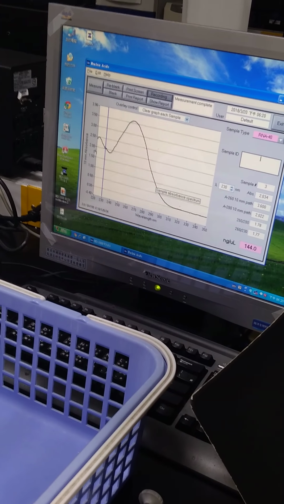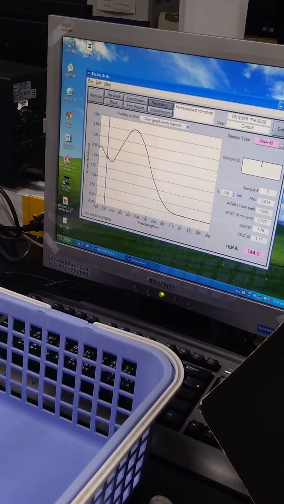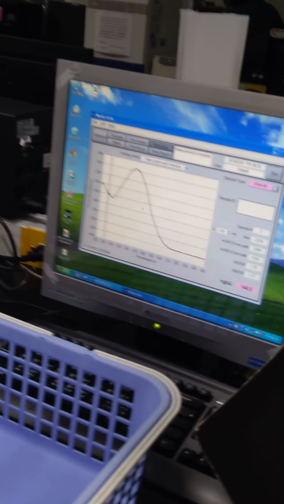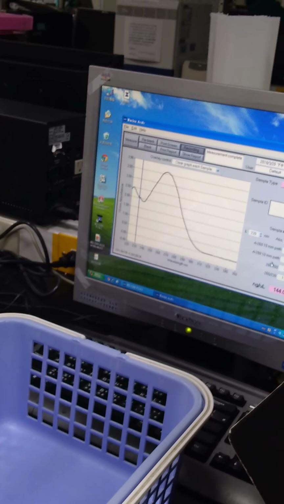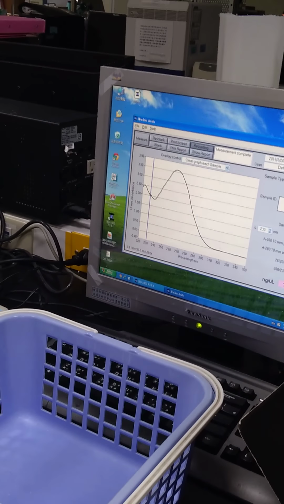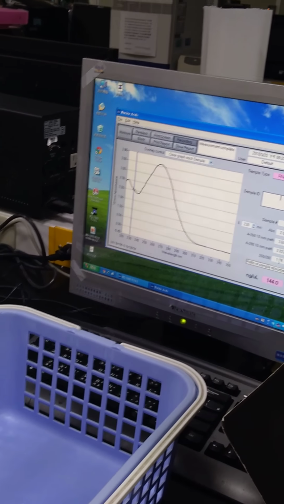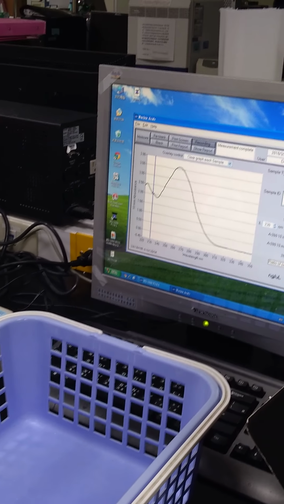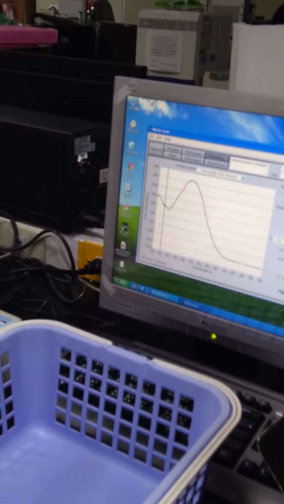This one is better. You can see the graph is more beautiful because the 260 graph is really high, but the ratio between the 260 and 280 is still a little lower than I expect, because the best ratio is between 1.9 and 2. So it is still a little lower, but I think this sample is useful.